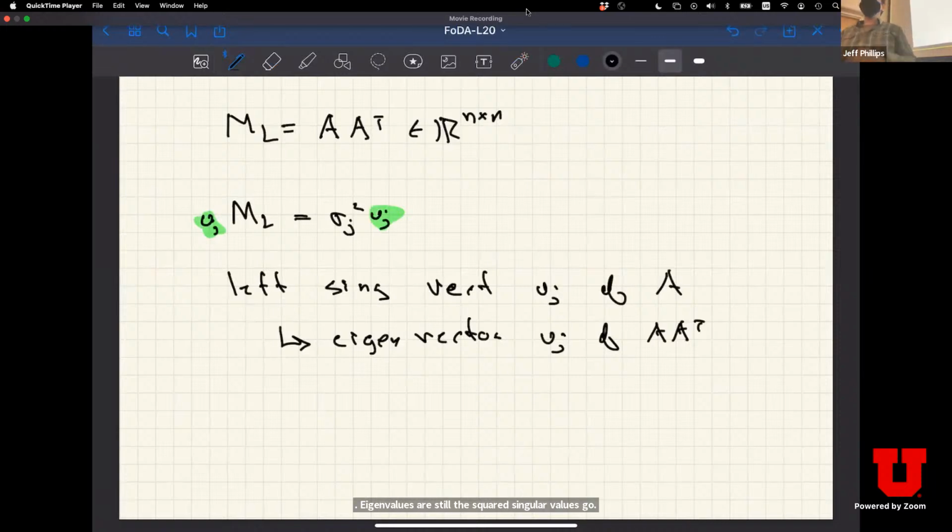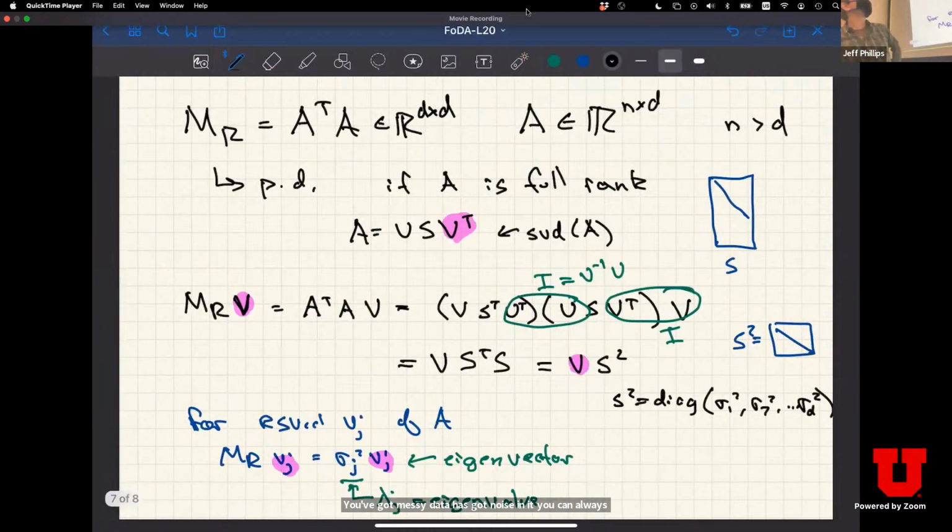Okay, so the eigen-decomposition and the singular value decomposition are roughly the same thing. The singular value decomposition basically always works. You have data, you have messy data, it's got noise in it. You can always do this. For an eigen-decomposition, it really works when you have a positive definite matrix. That's when it kind of makes sense.